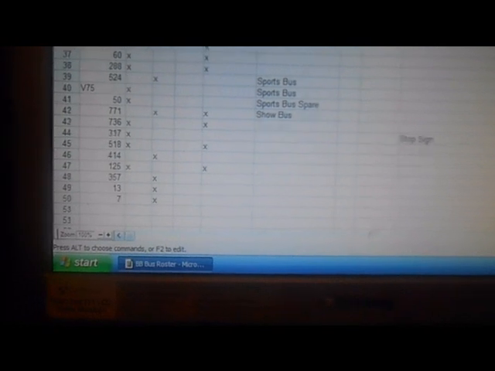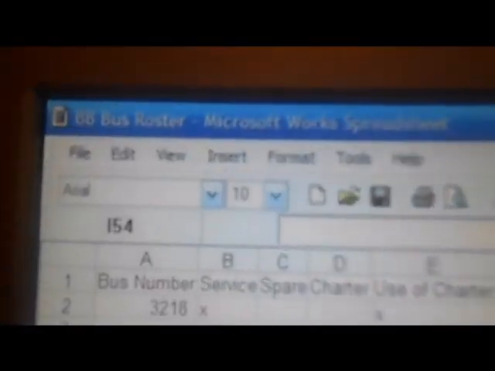I set it up. So yeah, I've only got, let's see, how many do I have? Last night I had 30. I have 49 buses on here so far. So I added 19 today.